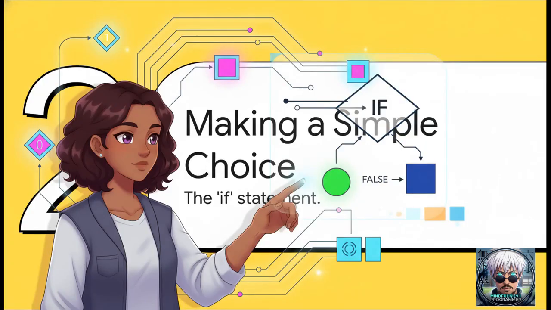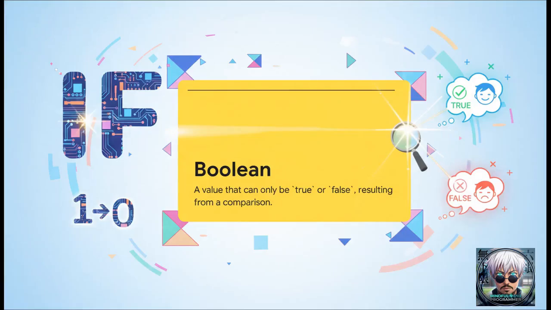And that brings us to our very first, and maybe most important, tool for making decisions in code, the simple but oh so powerful if statement. But before we can even use an if statement, we have to understand the language of computer decisions. And that language is called Boolean. A Boolean value is the simplest thing you can imagine. It can only ever be true or false. That's it. There is no maybe. It is the computer's ultimate version of yes or no.